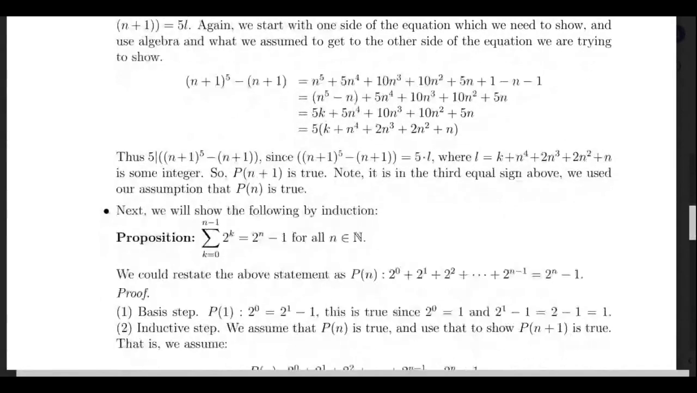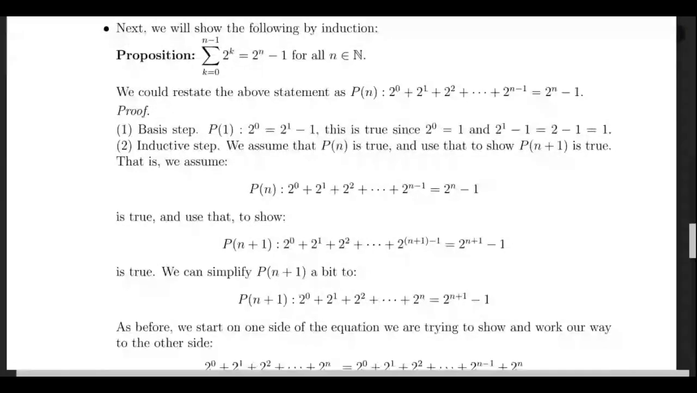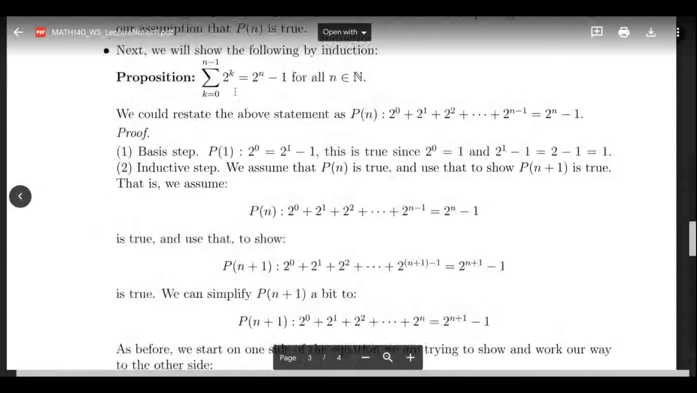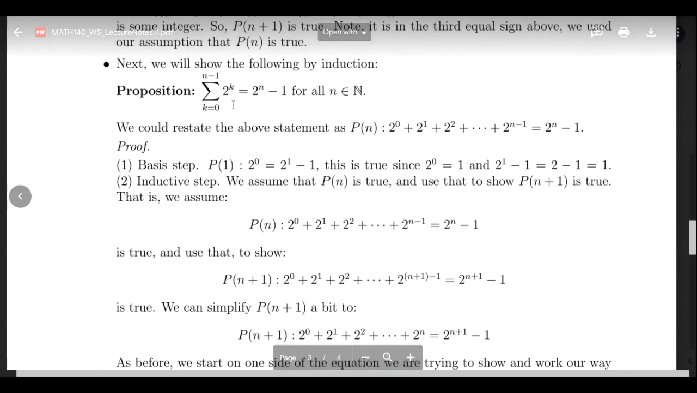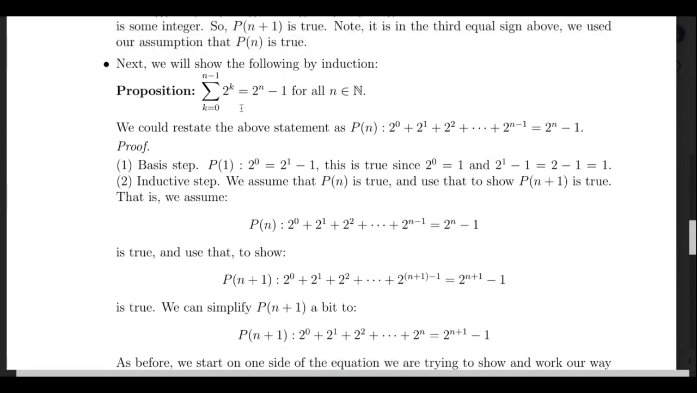Okay, let's see the next proposition. The summation of 2 raised to k, k from 0 to n minus 1. You can think of it as 2 raised to 0 plus 2 raised to 1 plus 2 squared plus 2 cubed plus 2 raised to 4 plus 2 raised to 5, and so on and so forth, equals 2 raised to n minus 1, for all natural numbers.